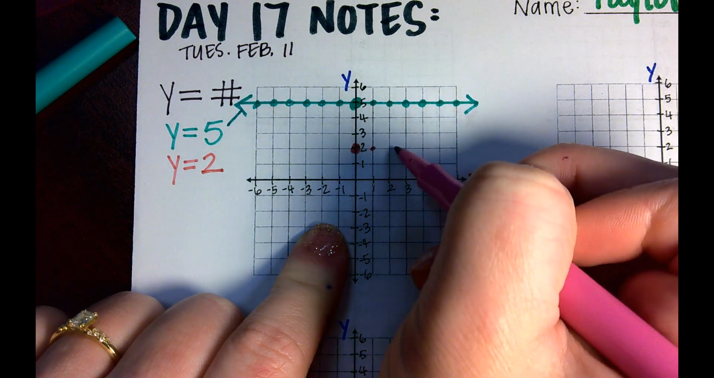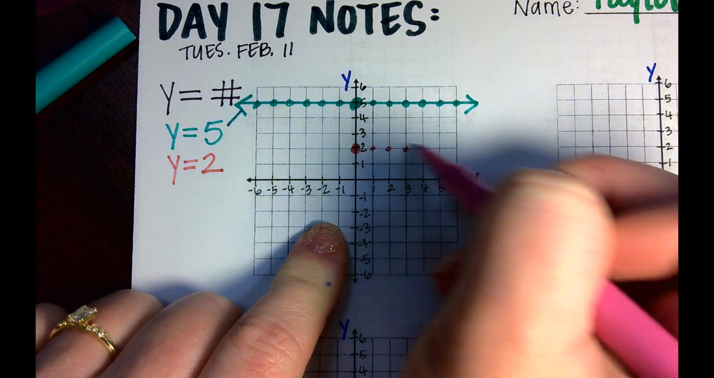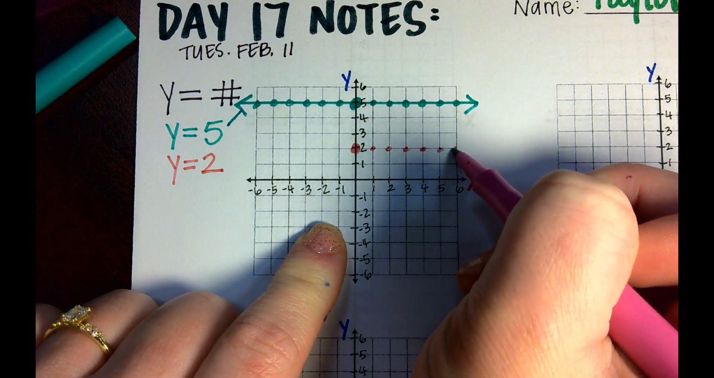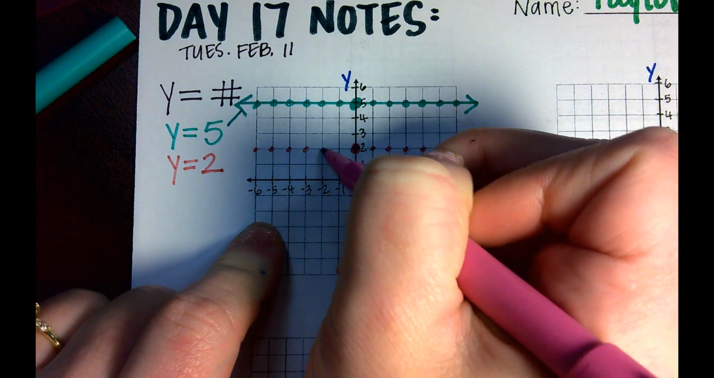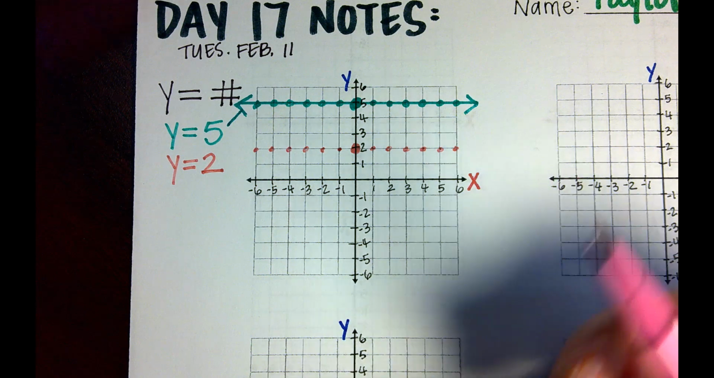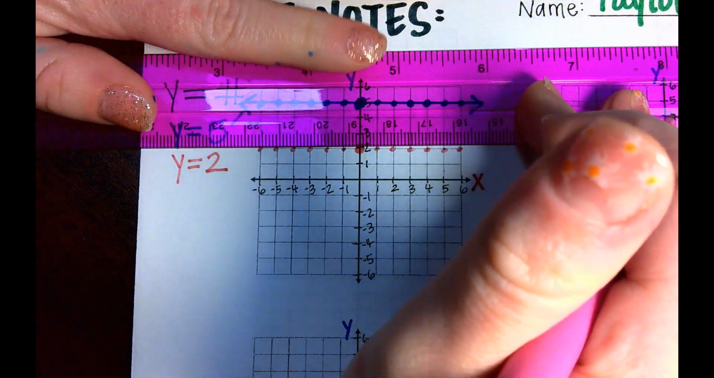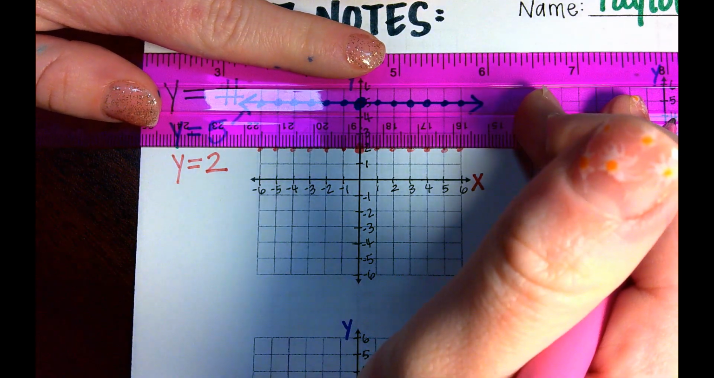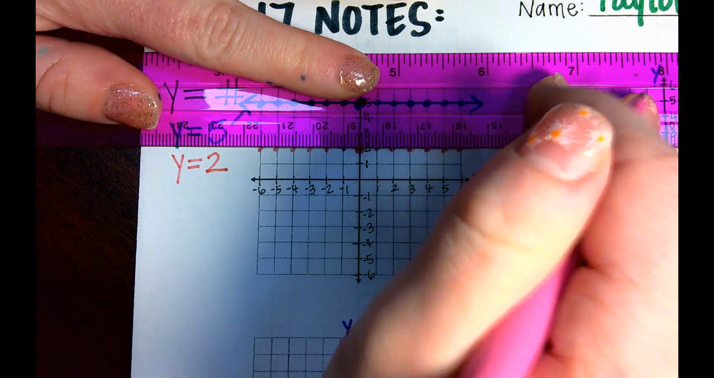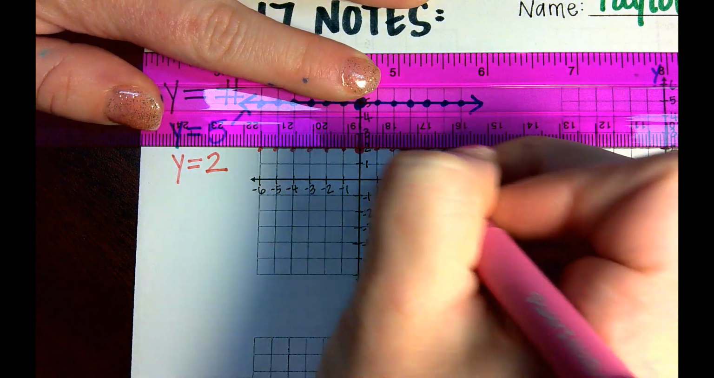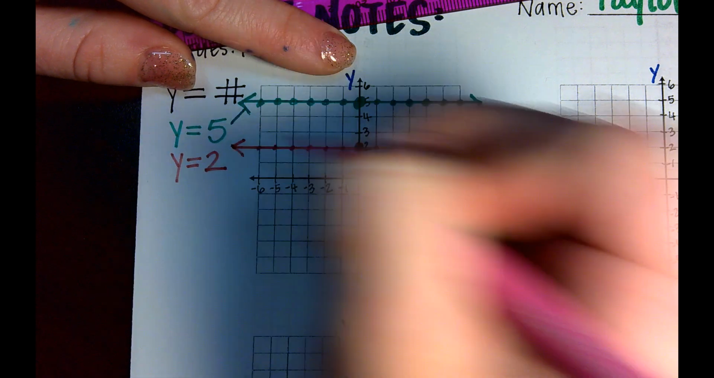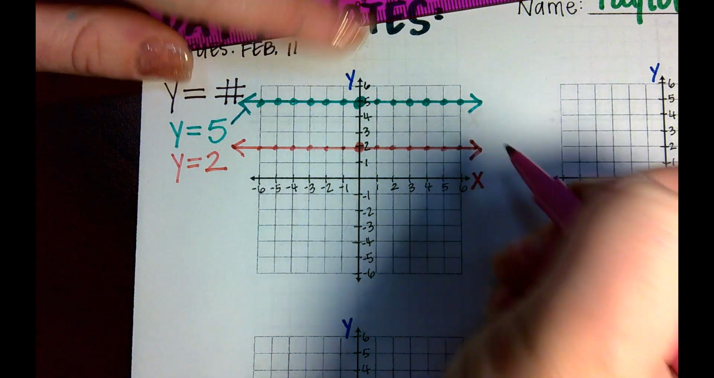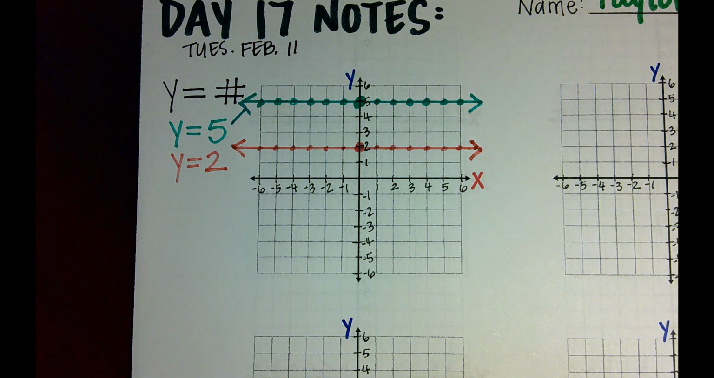So we could mark all the places on our graph where y equals 2, which is all of these places, and we'll just draw a line going through all those points. Now, you don't have to mark every single point. I'm just showing that every point, any of them will work. So now we've got 2 different y equals a number equations shown.